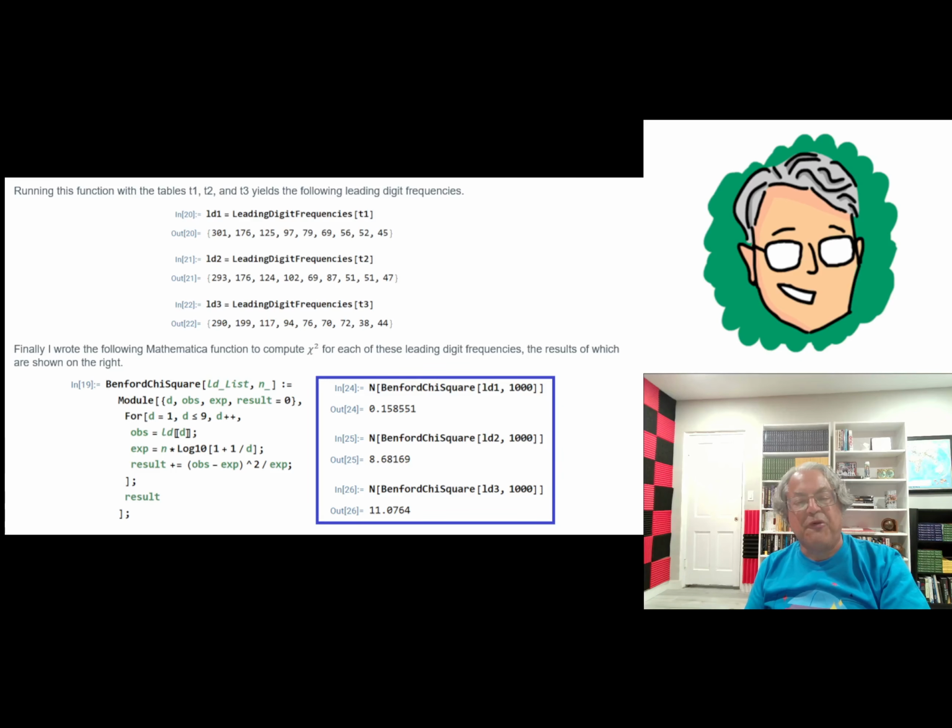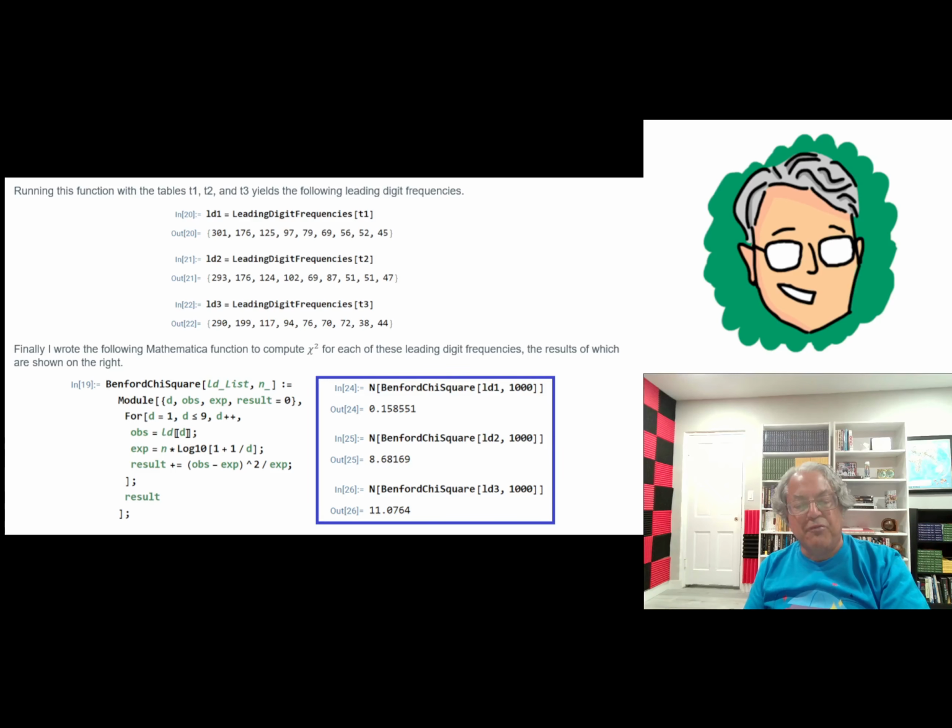The last thing I do is calculate the chi-squared value for each of them. The last function I wrote here is this function on the bottom left called Benford chi-square. It just does what it's supposed to. It goes through the leading digits, and that's the observed value. I'm calling it obs. That's the thing I was calling O of D. I'm using D instead of K here. And then E of D would just be n times the base 10 logarithm of 1 plus 1 over D. That's the expected value. I don't show that here, but it's pretty close to the values given in these three tables on the top.